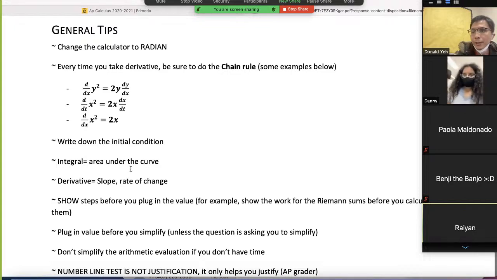Integral is the area under the curve. That's the basic concept: integral is equal to area under the curve. Derivative is equal to slope or rate of change. Danny, can you stop, please?